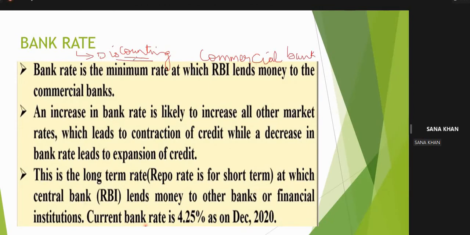Why will banks discount the bills of exchange? They are in need of money. Whenever commercial banks are in need of money, and they have certain bills of exchange that they would have collected from their customers for deferred payment.